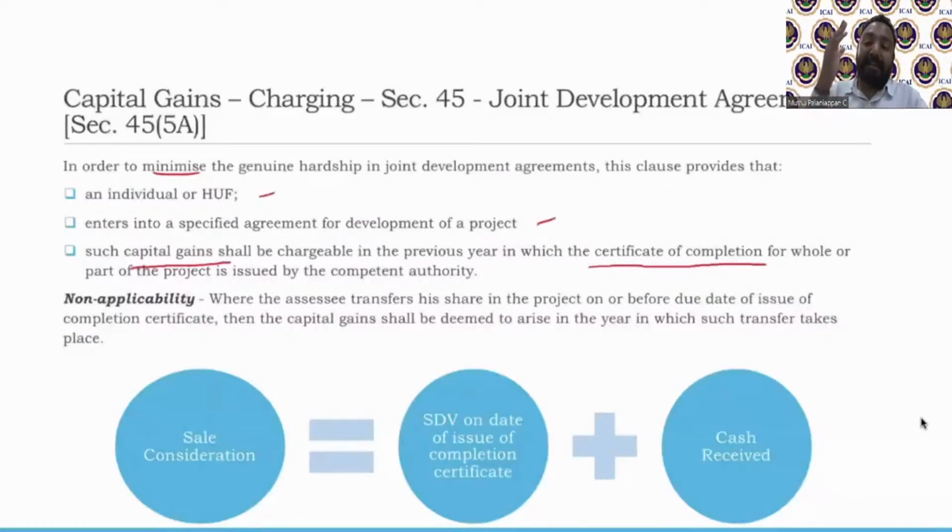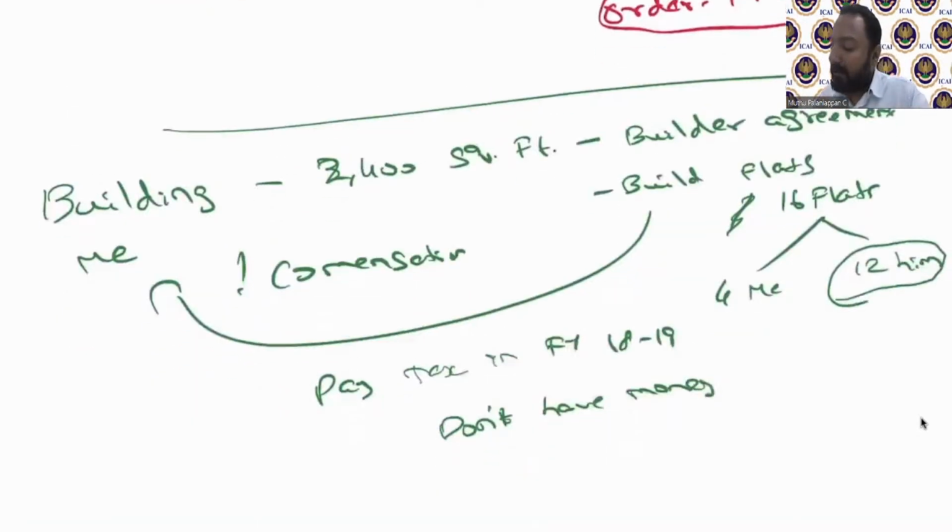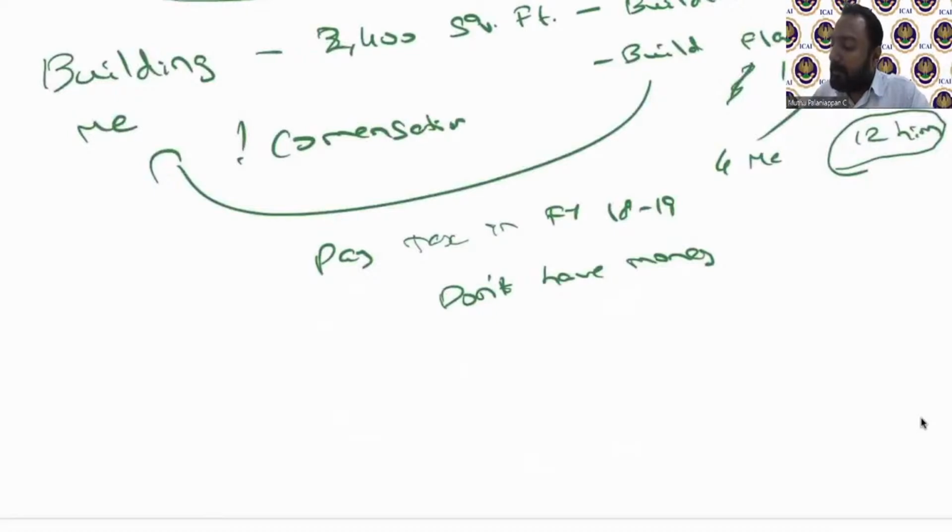Now, it has to be taxed in that year in which the certificate of completion is received. But there is another condition, where the property is sold before that, where the assessee transfers his share in the project on or before the date of issue of completion. Now let's say these 4 flats plus 12 flats, 16 flats, the certificate of completion is happening in financial year 23-24. Only in 23-24 will I get the certificate of completion.